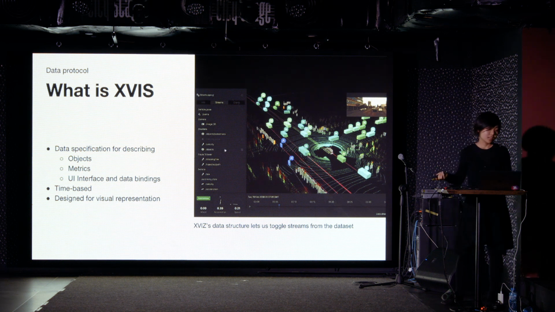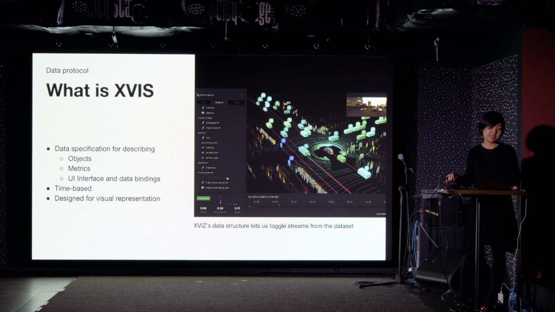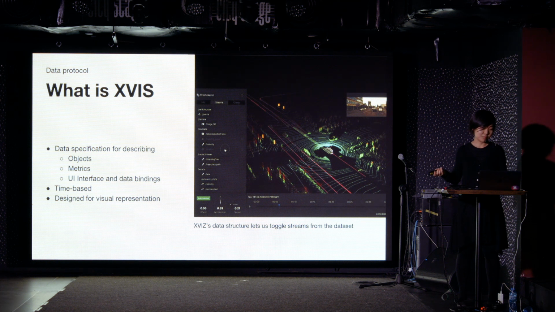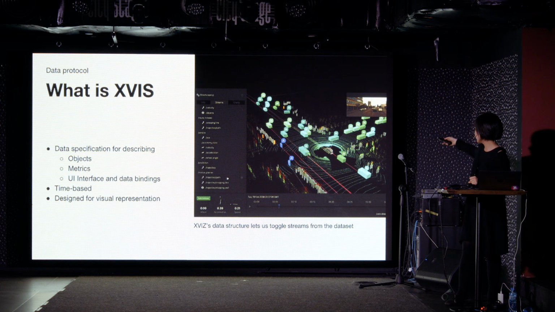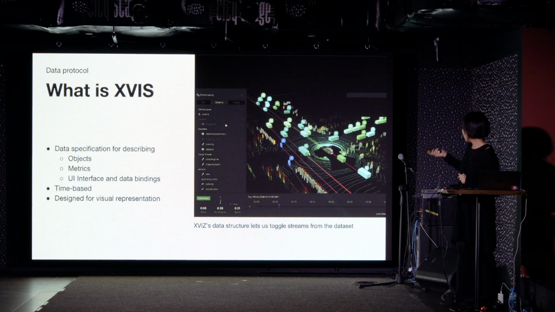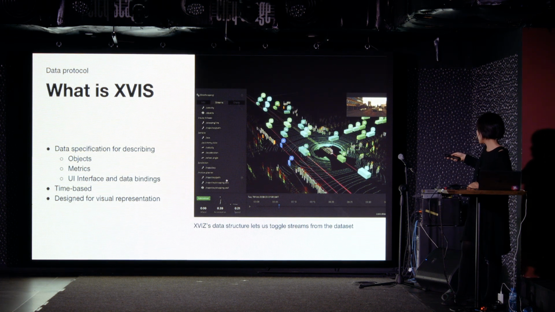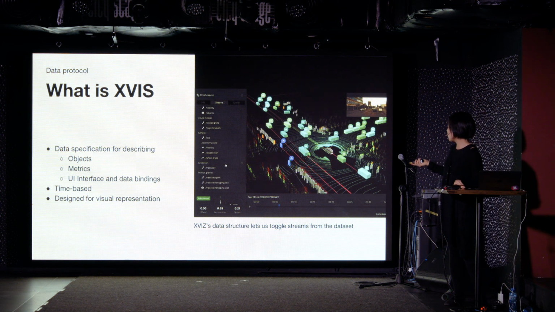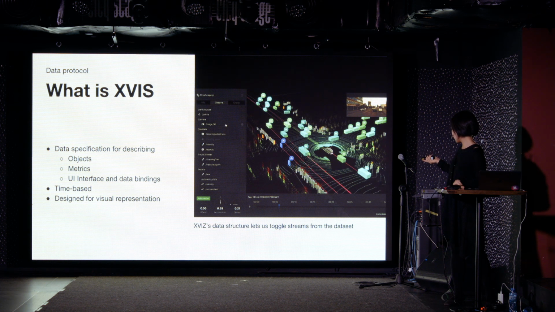So how does AVS help visualization? The data specification of XViz is centered around objects, metrics, UI interfaces, and bindings. It is also time-based. So as you can see in this image, users can toggle on and off different data streams based on what type of information they want to see from the monitoring system. And that way, it's really convenient for this visualization system to represent objects and metrics.